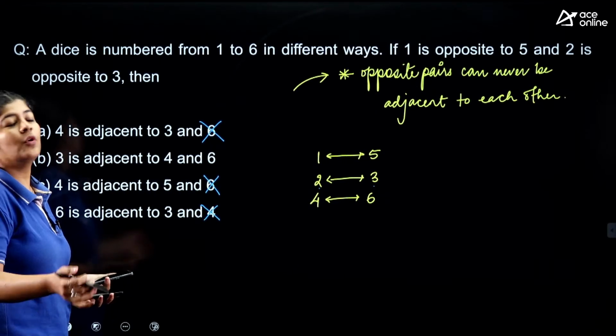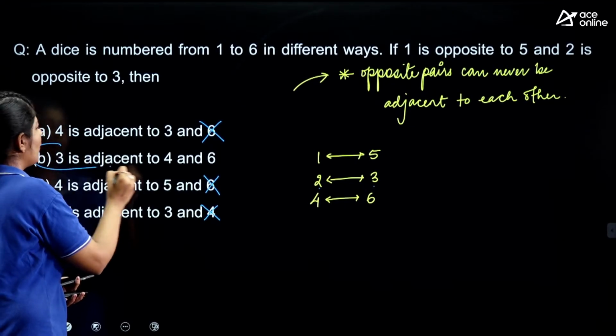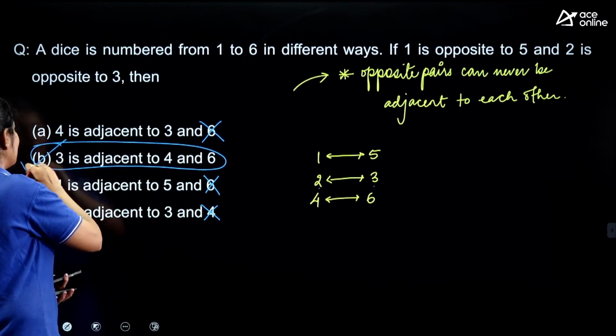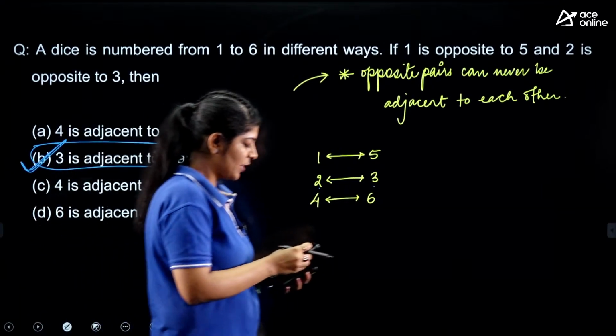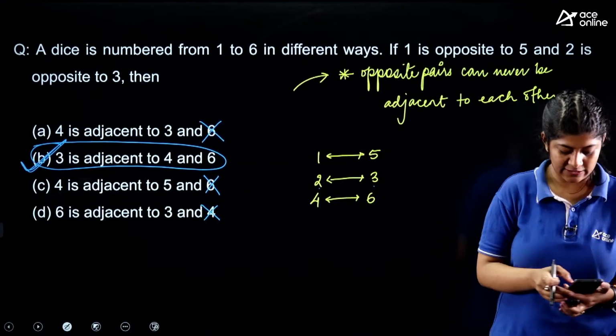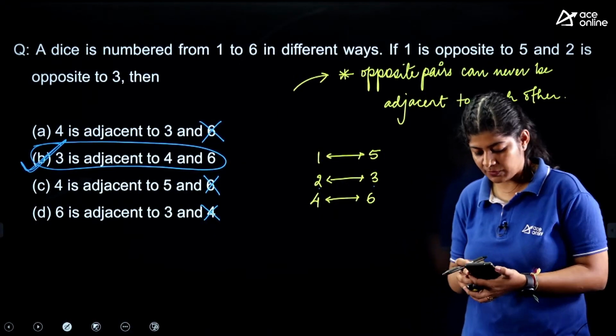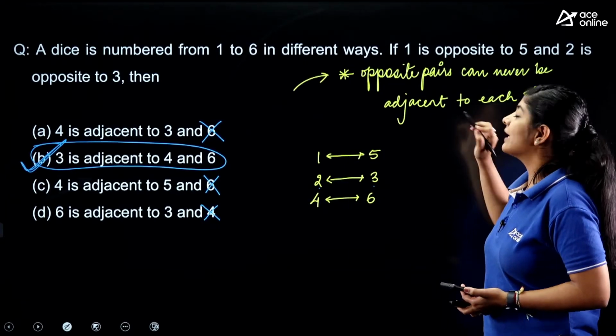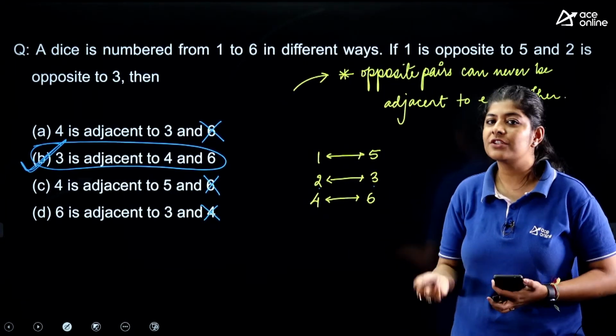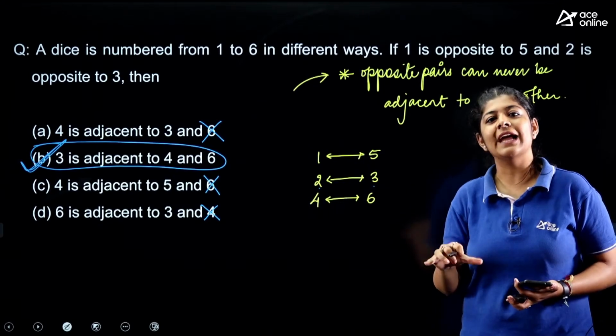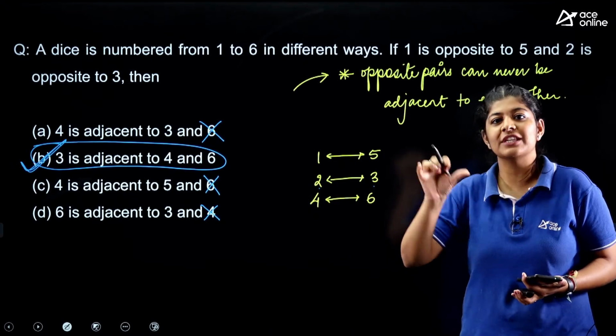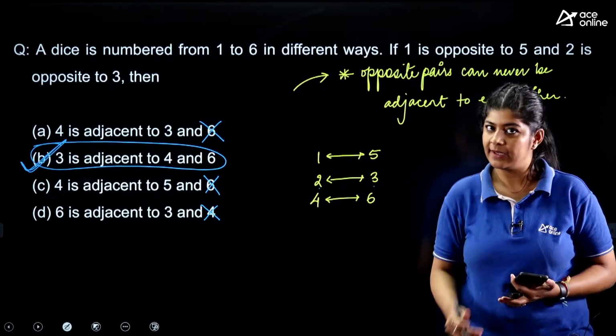So out of 4 options, 3 are eliminated and we are only left with one option, and that means option B is the correct one. We just simply need to take care of this property which says that opposite pairs can never be adjacent to each other, or we can say that adjacent faces can never be opposite pairs, right?